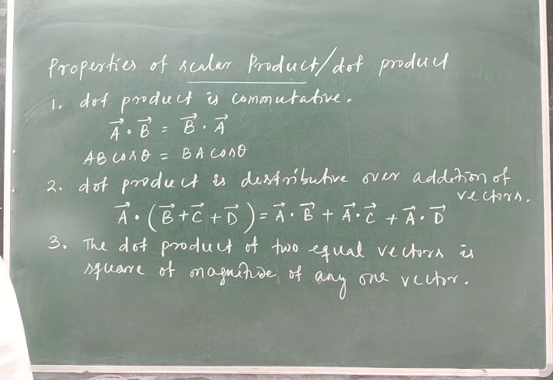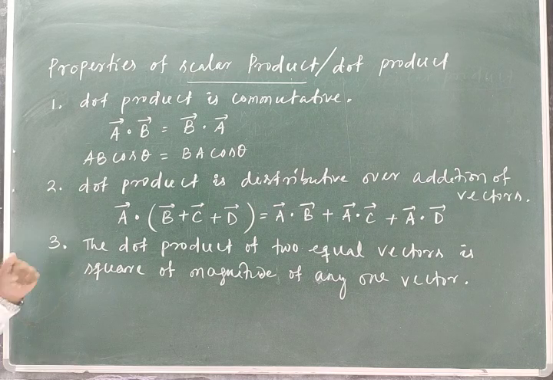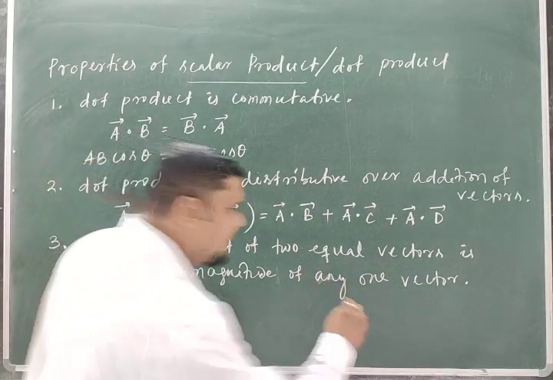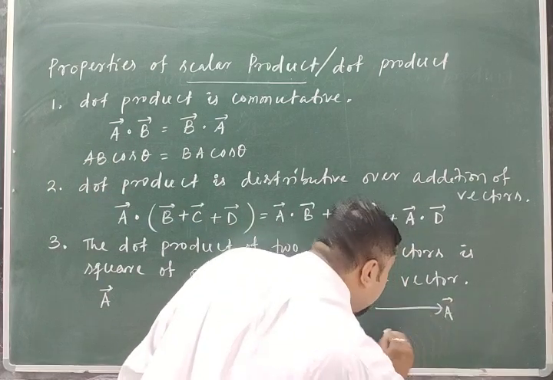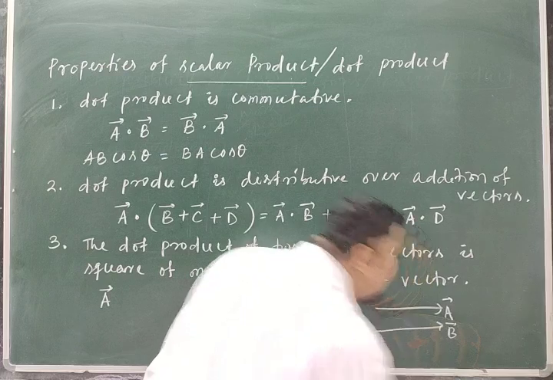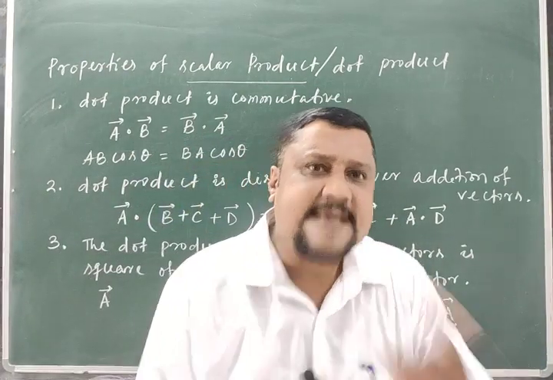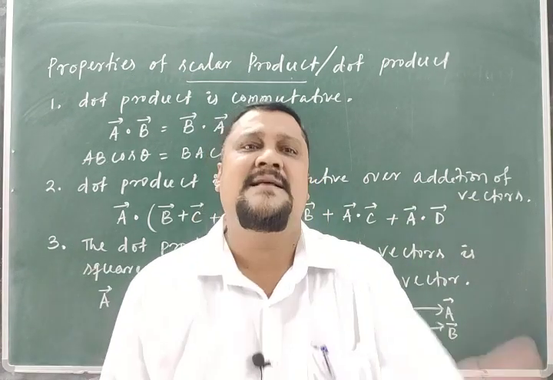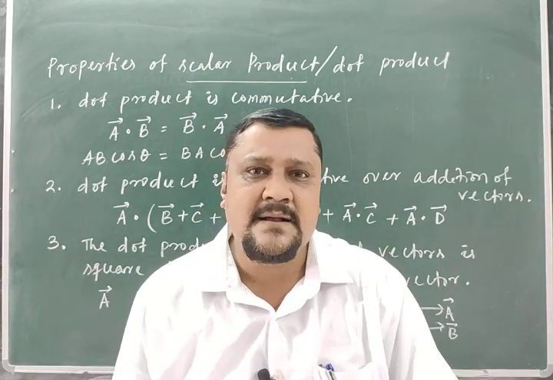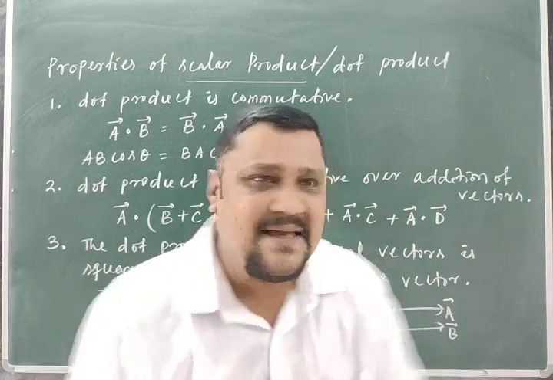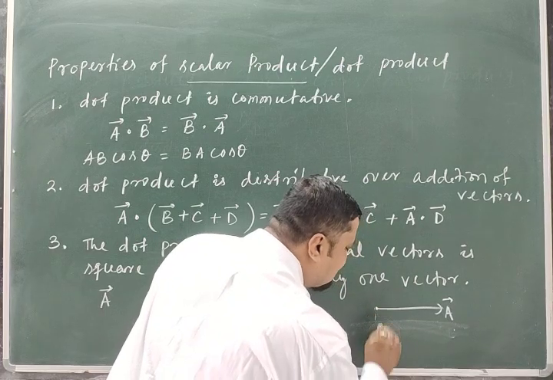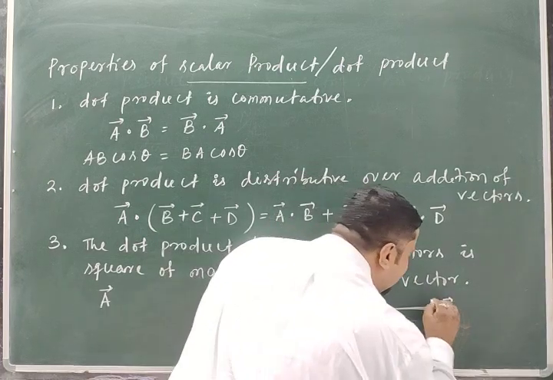Now come to here. The dot product of two equal vectors. So what does it give you? Let us consider the vector A and its equal vector B. When they are called equal, both have the same magnitude and the same direction. It means the angle between them is what? 0 degrees. Now we put this B over here, parallel shifted. So the same magnitude.